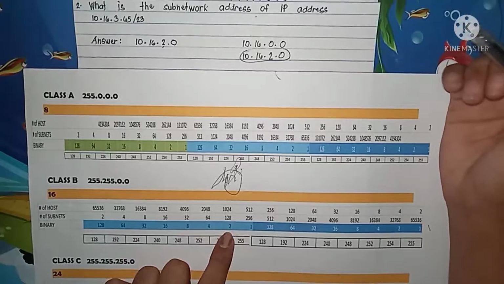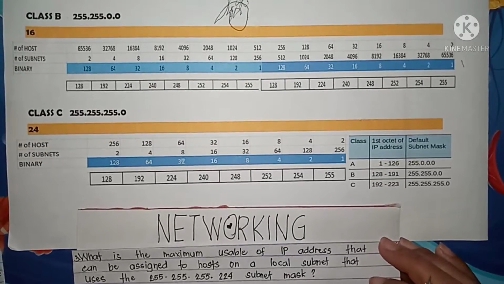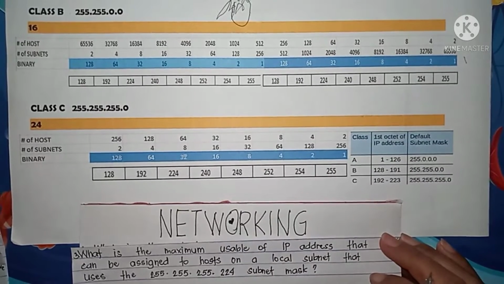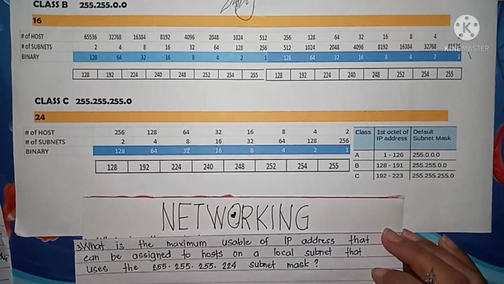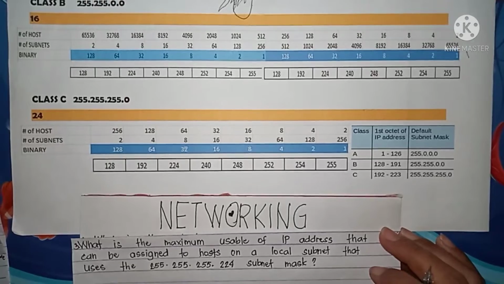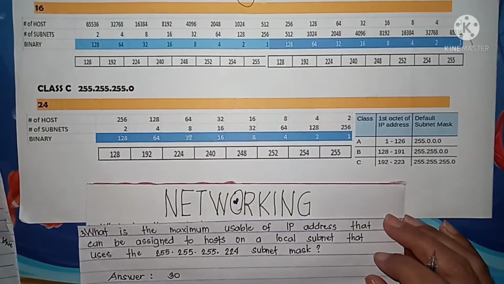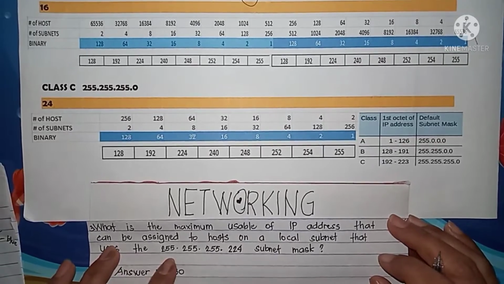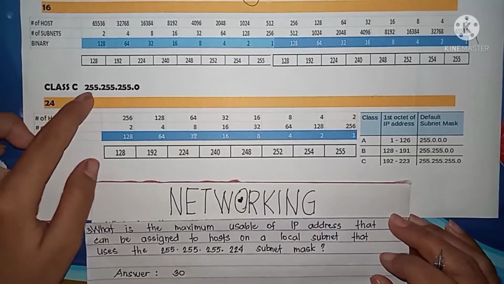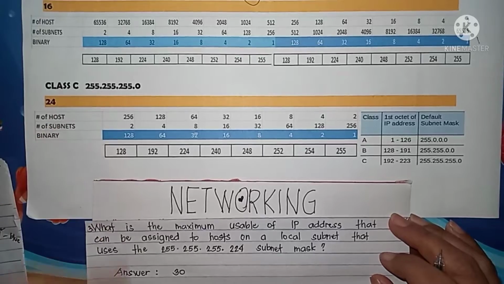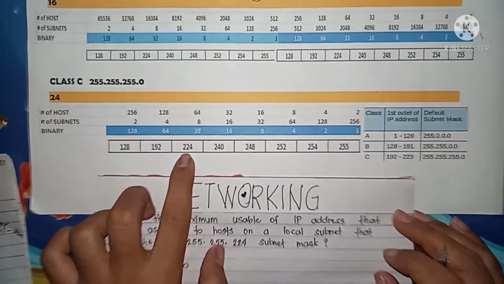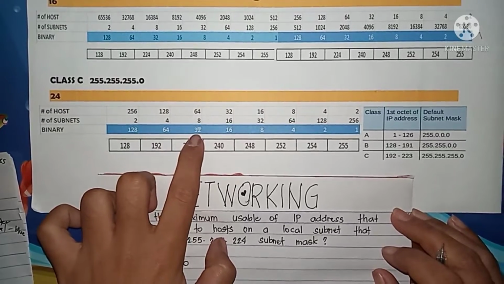10.16.2.0. What is the maximum usable IP addresses that can be assigned to hosts on a local subnet that uses the 255.255.255.224 subnet mask? So the answer is 30. So it is very obvious that 255.255.255 belongs to class C. So we're going to find now the 224. So the 224 is here, and our interval is 32.